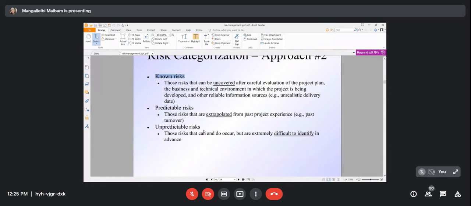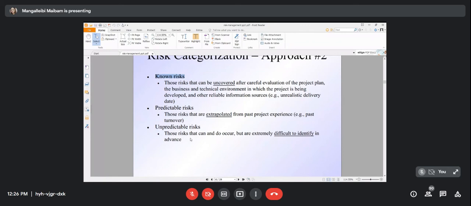Prediction is nothing but based on some past experience, or some historical data, or some observations already met, we are going to predict some risk, and that is known as predictable risk. So these risks are extrapolated from past project experience.